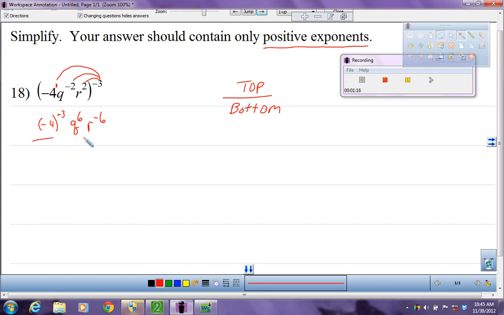So here I'm going to start thinking of a fraction, right? Everything here is on top, and then I'm going to start bringing down the ones that have a negative exponent. So this is negative 4 to the negative 3. When I bring it down, it's going to become negative 4 to the positive 3. The Q is going to stay there, and the R becomes R to the positive 6.